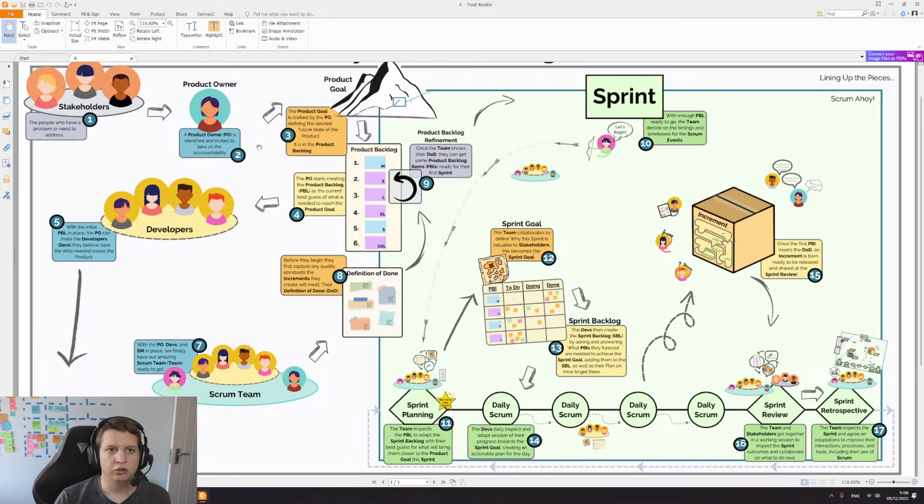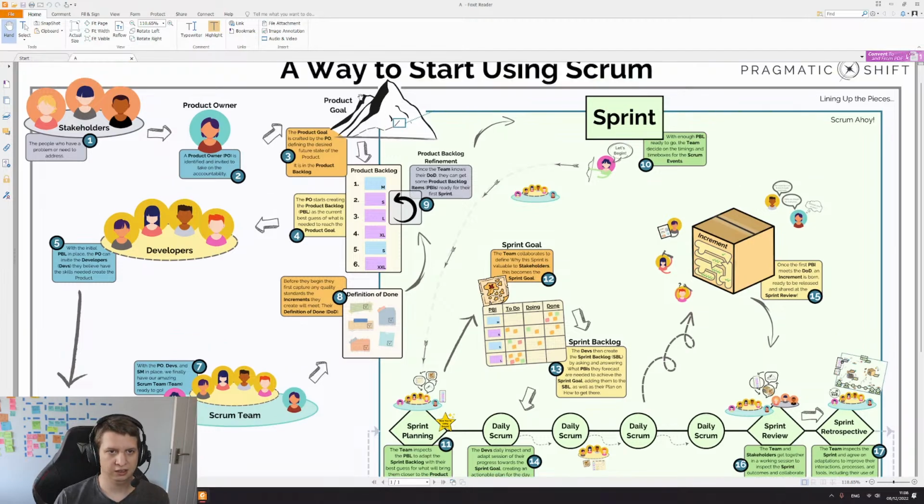The product owner would then create the product goal, right? The mountaintop we're trying to climb together. Usually, they would create that together with the stakeholders. Now, the stakeholders would have input to this. They would feed into it. It is, after all, for them that we are creating this thing.